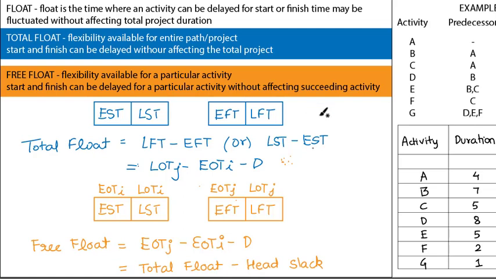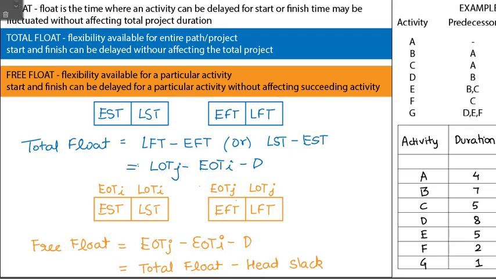So for example, there is a path A, B, C, D, whatever. If it is applicable for the entire path, it is called total float. While if it is applicable for a particular activity, for example for activity C, that float is called free float. So when the relaxation time is applicable for the entire path, it is called total float, and when it is applicable for a particular activity, it is called free float.